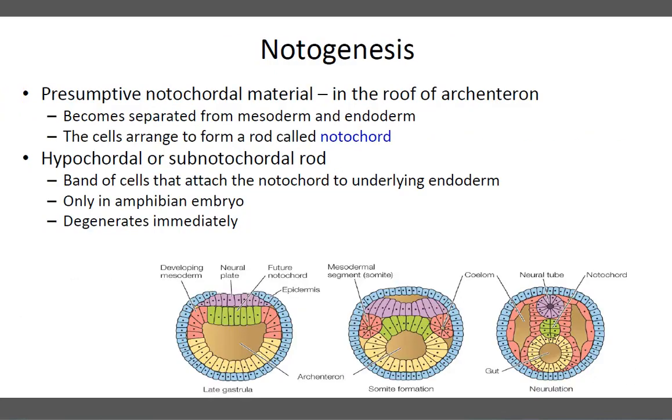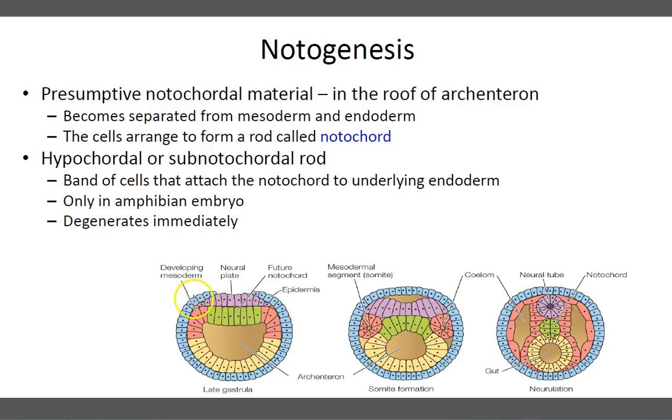Now, another event is occurring during neurulation. This is what we call notogenesis. So, notogenesis is the formation of your notochord, which is a completely separate entity from your neurulation because your notochord is not part of your nervous system. So, where does the notochord come from? The presumptive notochord material actually arises from the roof of the archenteron. So, do you remember where your archenteron came from? Remember your dorsal lip forming a cavity? That is your archenteron. Now, the roof of your archenteron, which is basically the dorsal side of your archenteron, will give rise to your notochord.